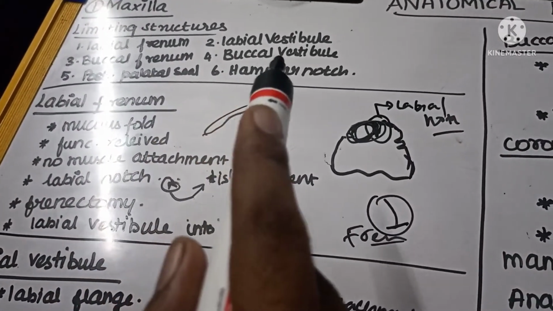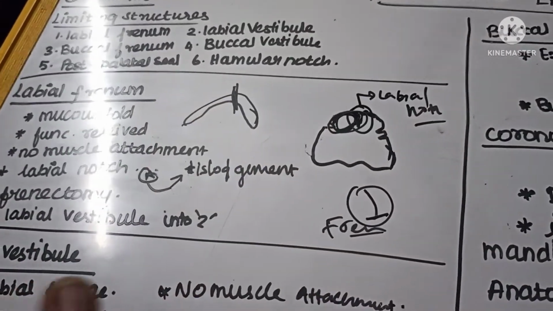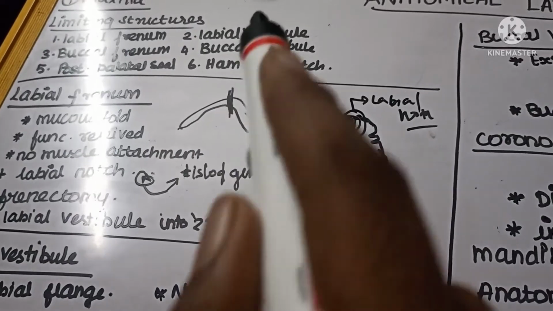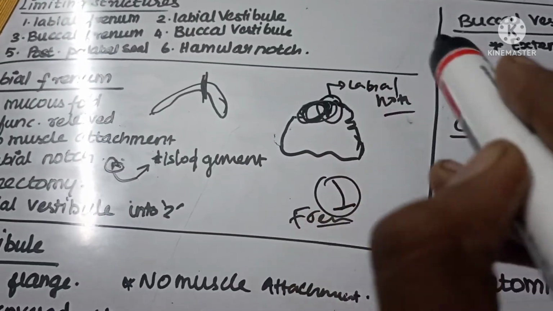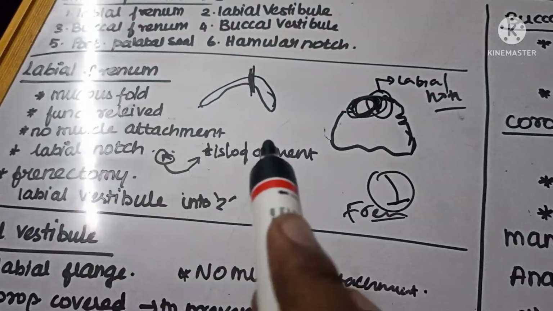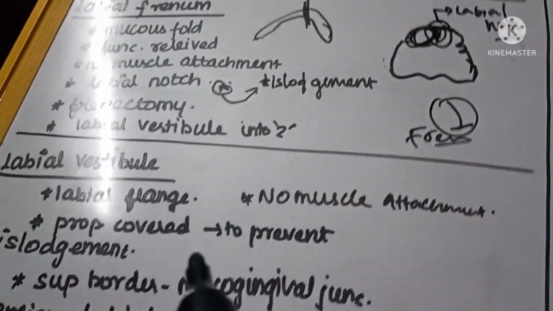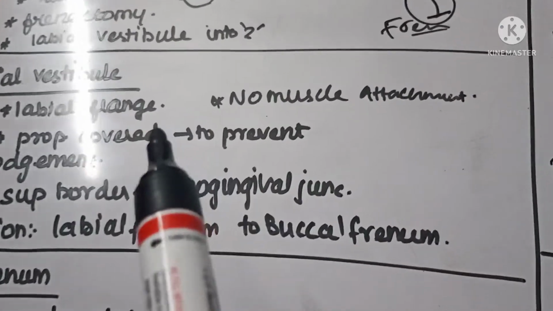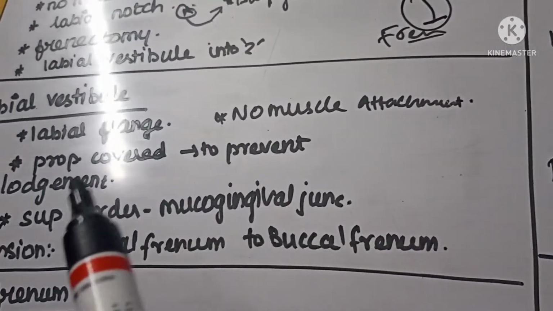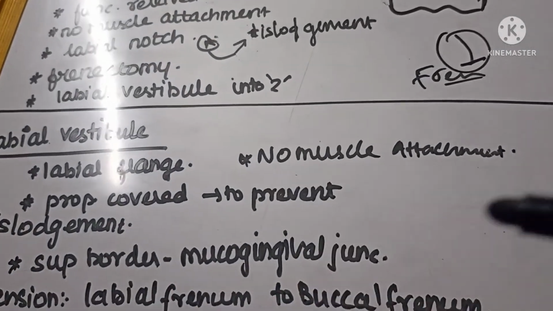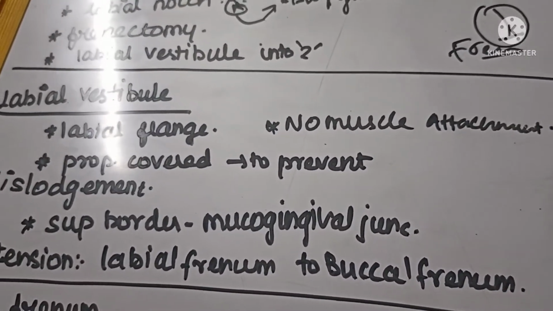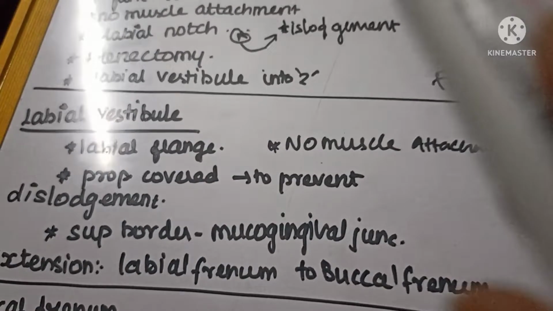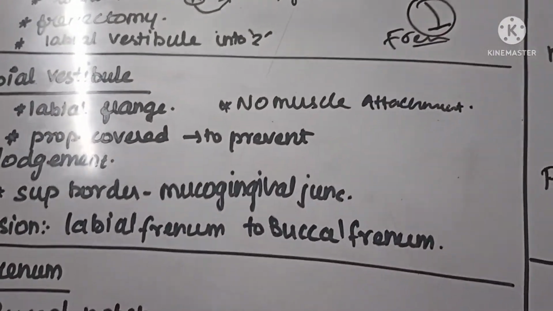Then the corresponding area is the labial notch, and this prevents dislodgement when relief is given. The labial frenum divides the labial vestibule into two. For the labial vestibule, the corresponding area is the labial flange. There is no muscle attachment, and it should be properly covered to prevent any dislodgement. The superior border should be near the mucogingival junction. The extension is from the labial frenum to the buccal frenum.